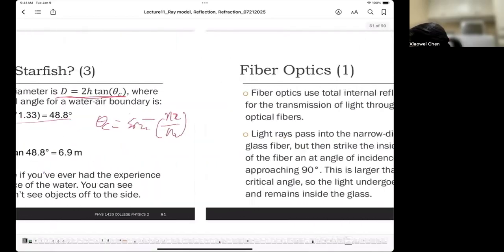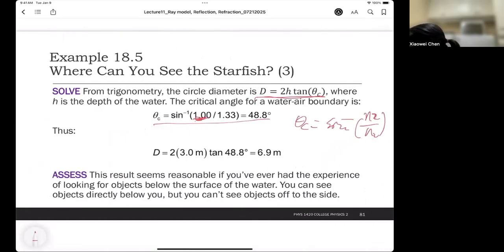So we can calculate theta c based on this equation. It's around 48.8 degrees, and then we use this equation to calculate d, and it is 6.9 meters. Let's assess this result. This result seems reasonable if you've ever done experiments looking for objects below the surface of the water. You can see objects directly below you, but you cannot see objects off to the side. Does it make sense to you?